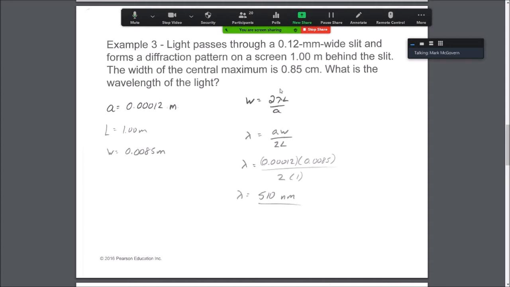Well, it's the same deal, same equation. Everything applies here. Nothing special. Solve for lambda. Put in our value of a. It's so tiny. Got our w in there, that's the width, in meters. And we get 510 nanometers. All right, cool. Simple enough.